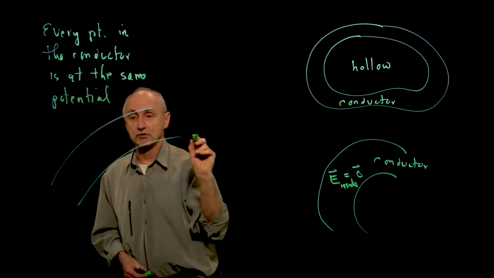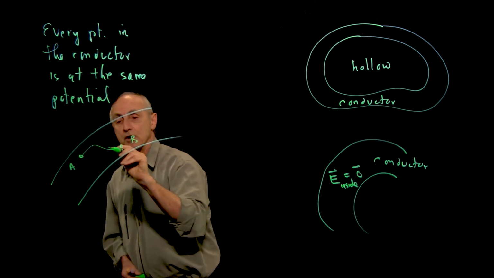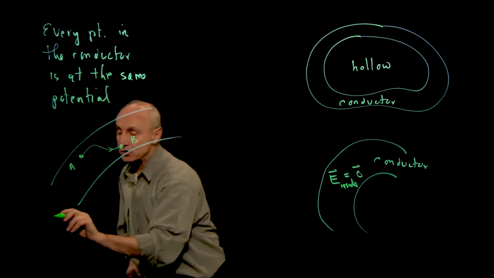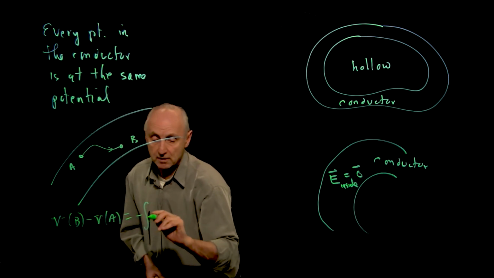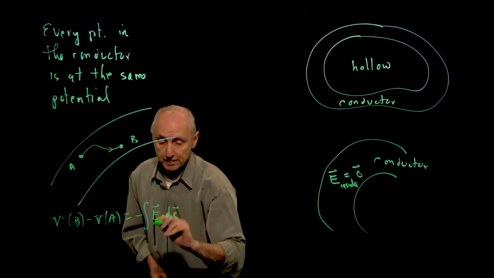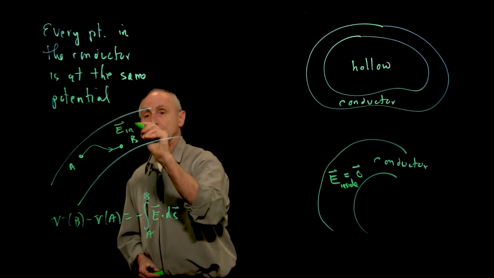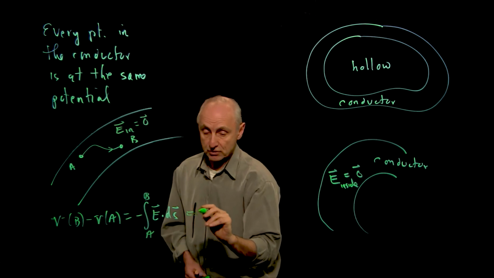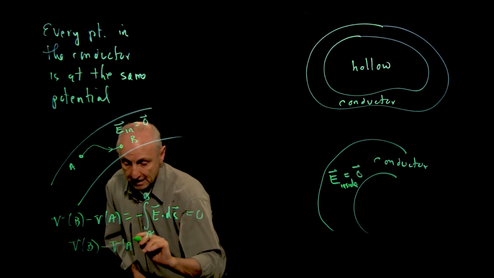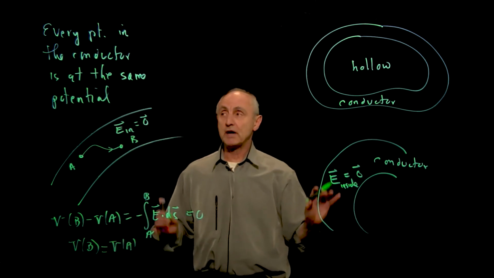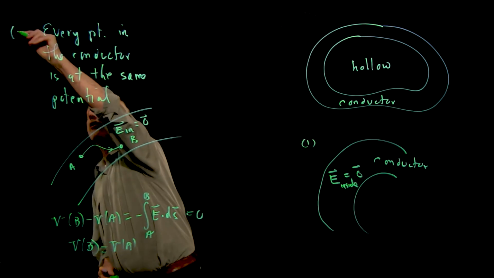Suppose we have the conductor, and we consider a point A and another point B, and we take any path going from A to B. Well, the potential difference between these 2 points is equal to minus the integral of the electric field along that path from A to B. And because the electric field inside the conductor, I'll just put E in, is zero, this integral is zero, and that implies that the potential at every 2 points is equal. So now we have two crucial properties about the interior of the conductor. We can call this 1, and we can call this 2.